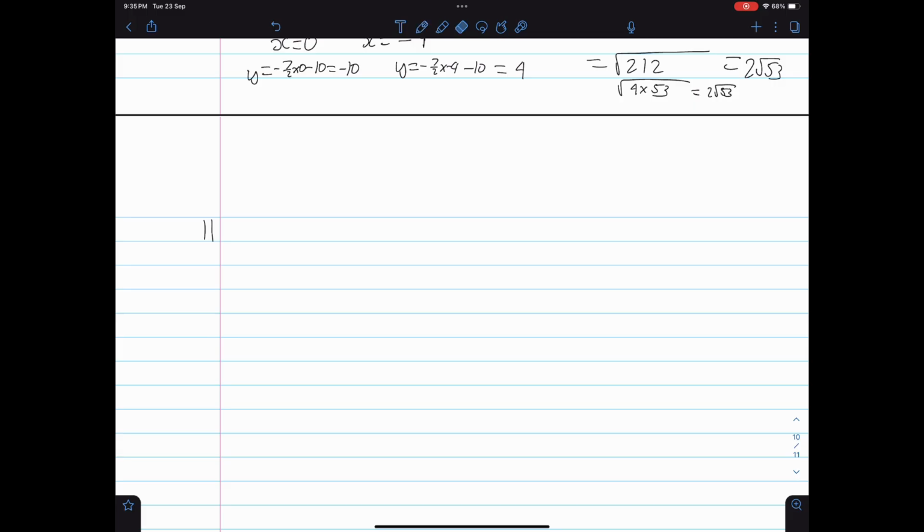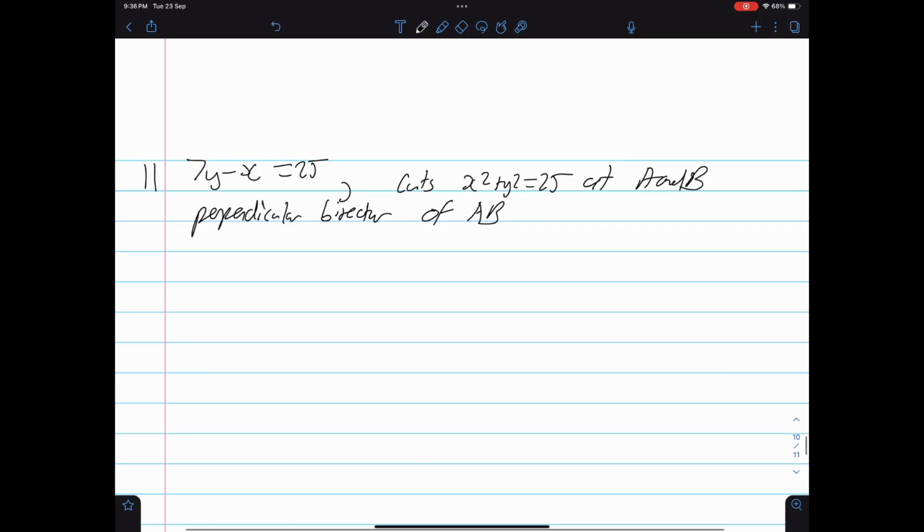Right, question 11. It's asking for 7y minus x equals 25 cuts x squared plus y squared equals 25 at A and B, and it wants the perpendicular bisector of AB. Right, we better get into it.